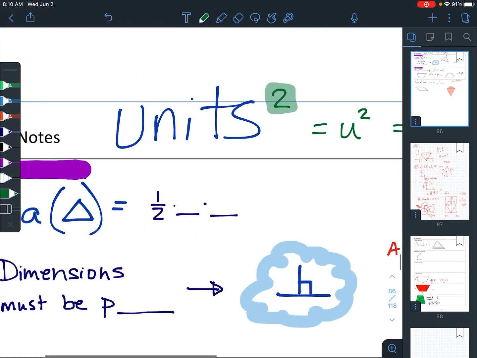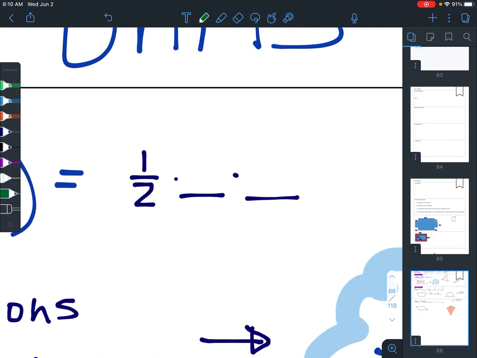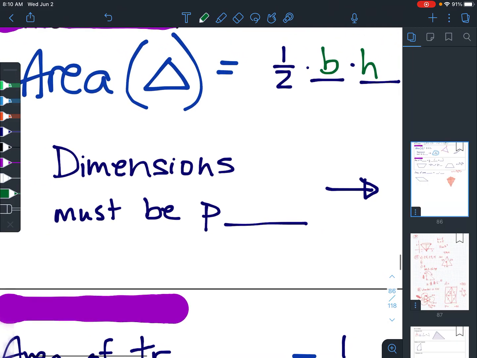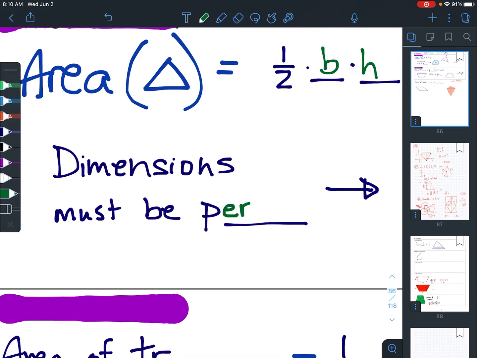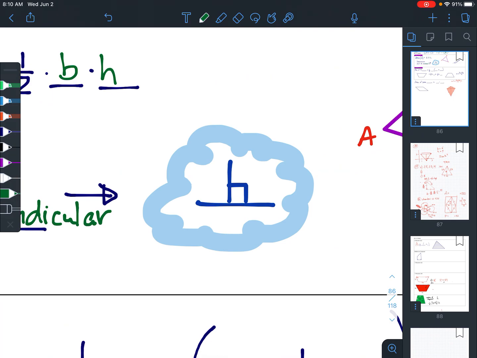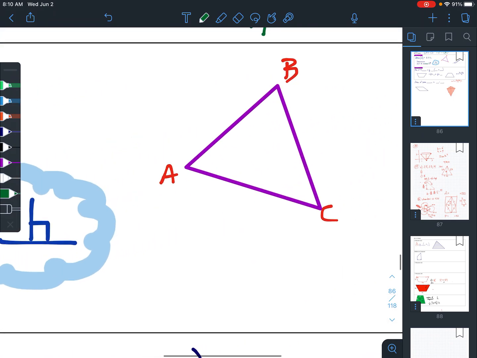Well, I think most of you know the formula. Fine, 1/2 base times height, right? First note, our dimensions that we're multiplying must be perpendicular. If they are not, then you have to go back to square one and figure out how to get those perpendicular dimensions. Meaning, if you have this side and this side, you can't multiply those two sides together and get the area. At least not now. You can in the future with some trigonometry.